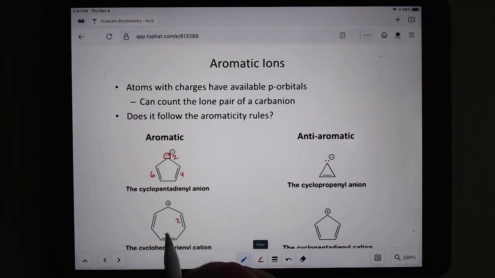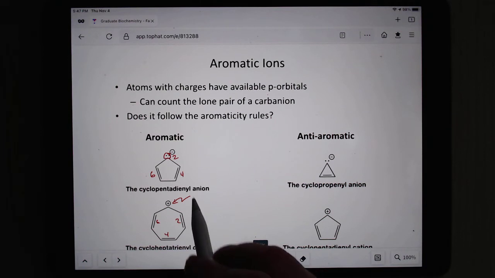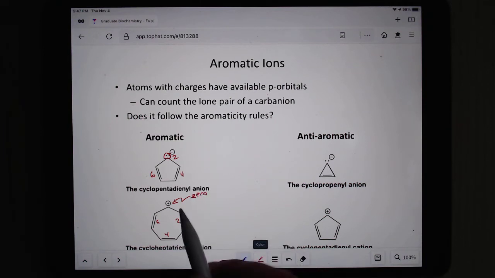Here it's 2, 4, 6, and this has a charge on it, so it has a free p orbital, but it doesn't have anything in it, and so this is essentially a zero that you would add in. Because it doesn't have the extra electrons. So you got 2, 4, 6. Things can go all the way around, and so this is aromatic. You can actually buy salts of this compound, one of the crazier carbocations out there, because it's really stable.